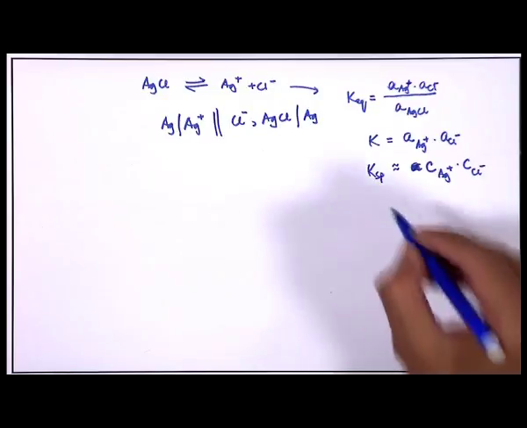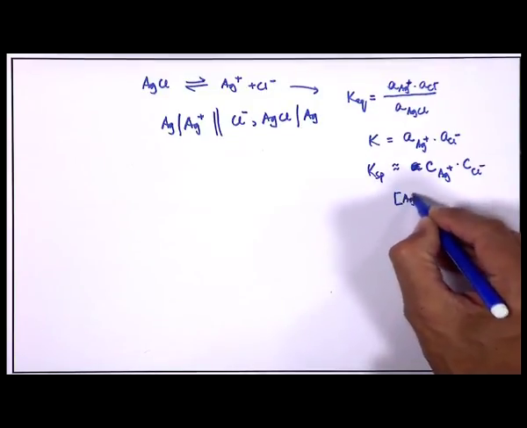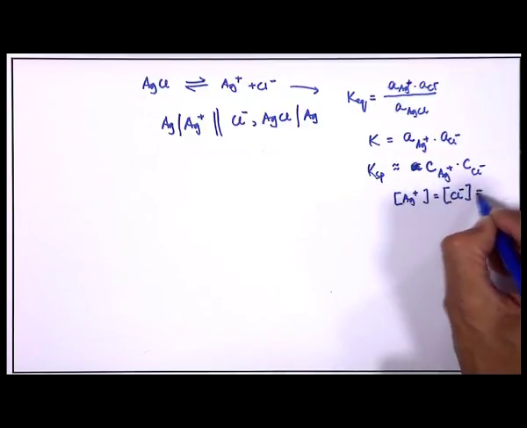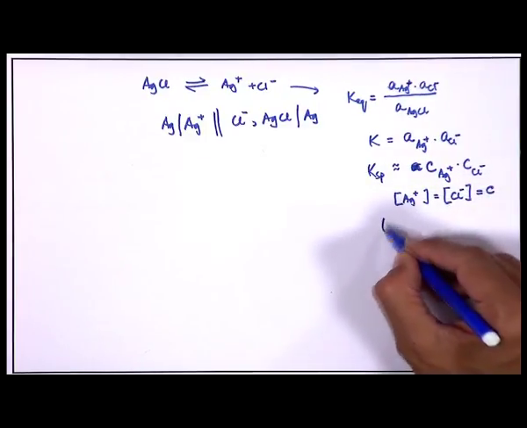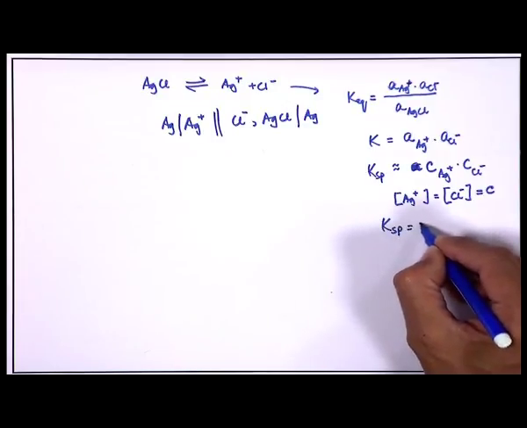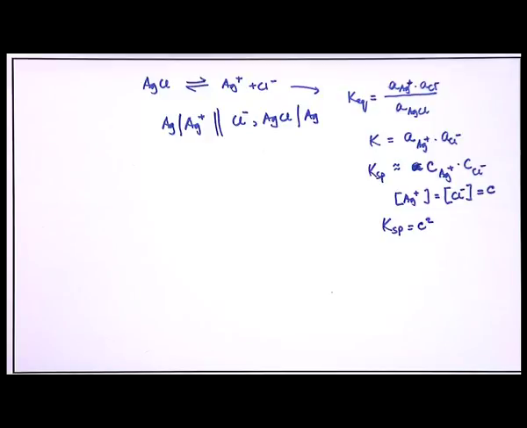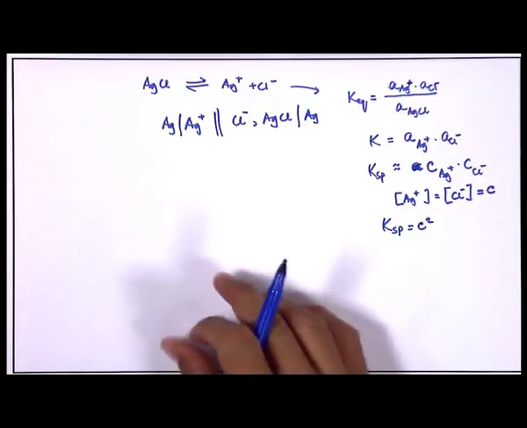Okay. So, basically concentration of Ag+ is equal to concentration of Cl- is equal to C. Therefore, Ksp is equal to C squared. So, if we can find out this value of C, then we should be able to find out the value of Ksp. So, therefore, let us turn our attention to the cell.